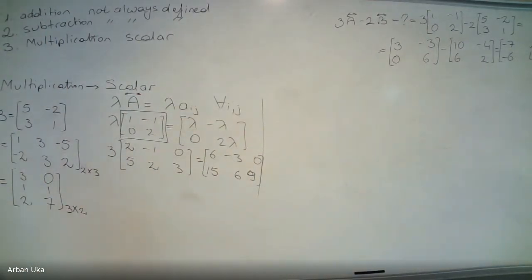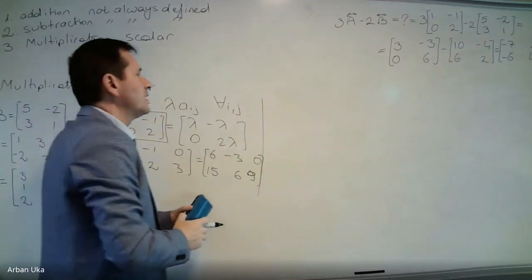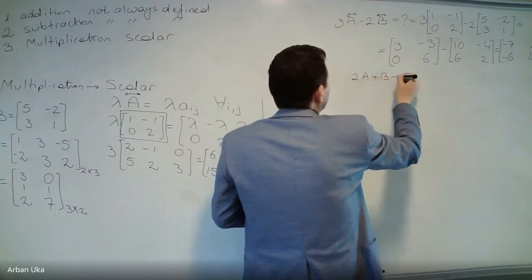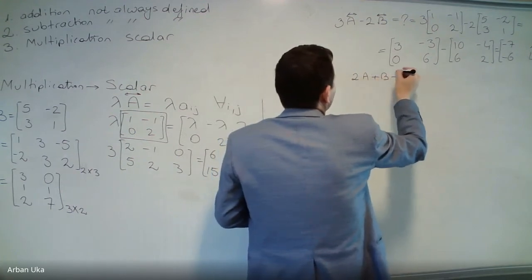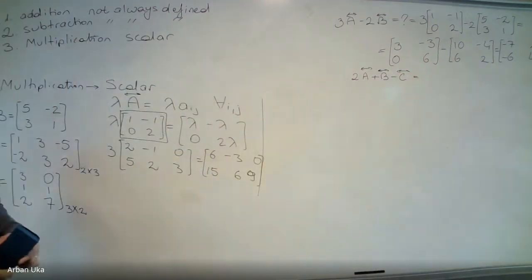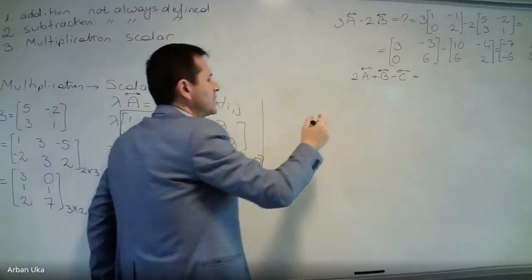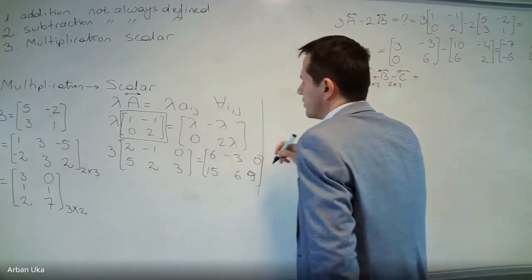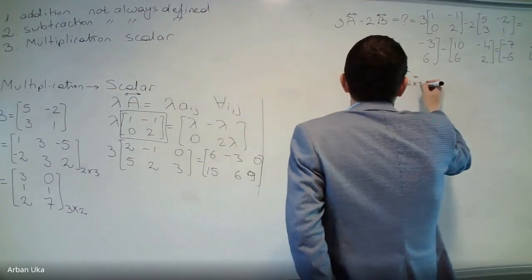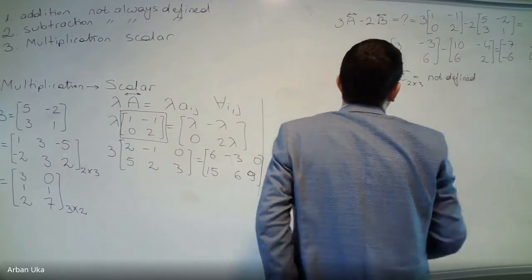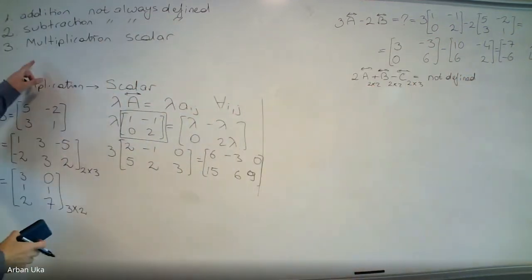Now we can also say the following. What is 2A plus B minus C? This is not defined, because we can add 2A plus B since A is 2 by 2 and B is 2 by 2, but C, which is here on the board, is 2 by 3. So this is not defined. Okay, so we did multiplication by scalar.